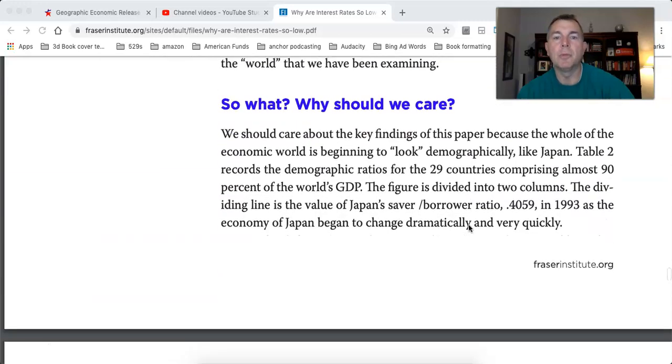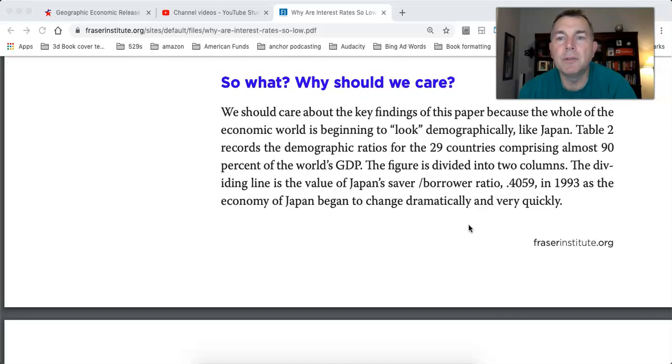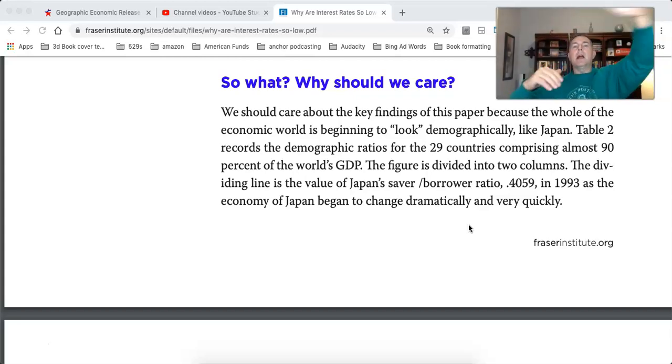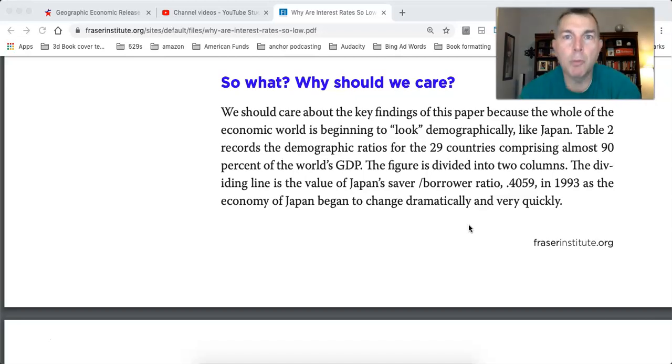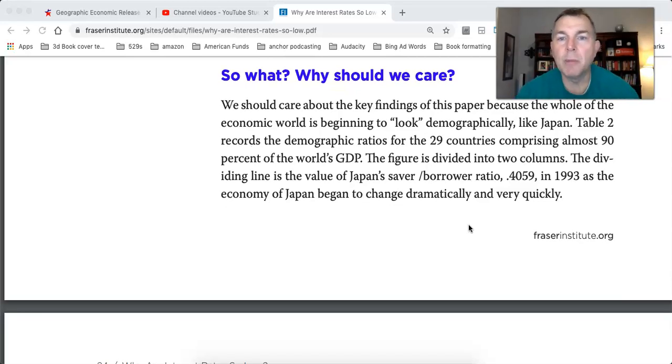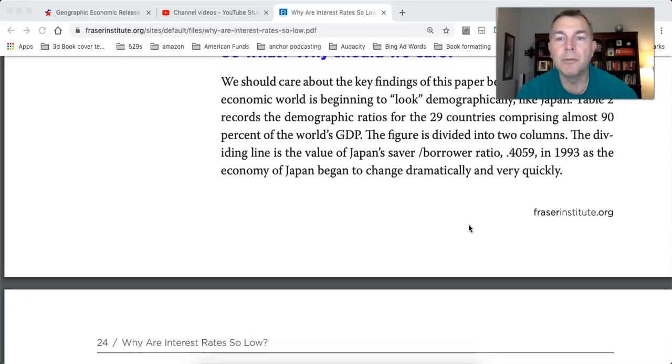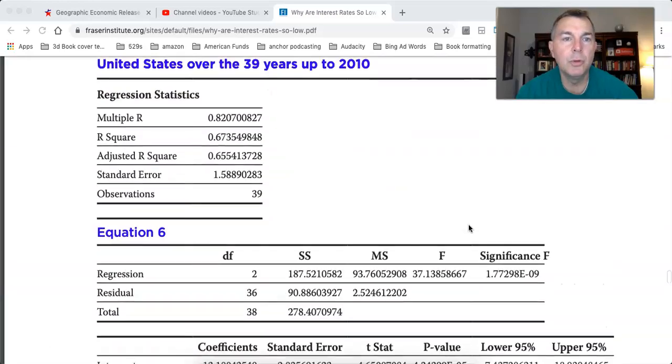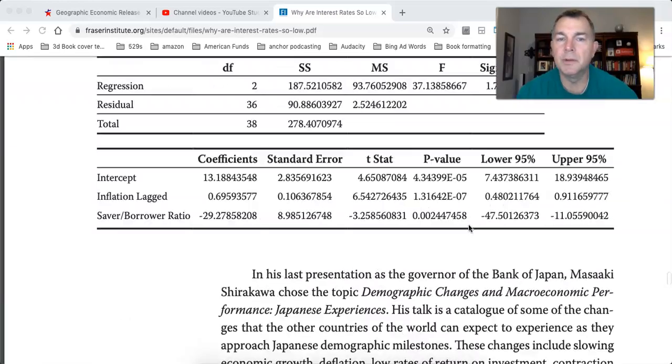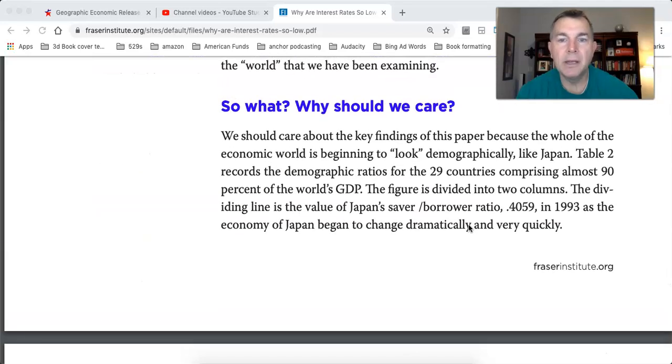All right, why should we care? We should care about the key findings of this paper because the whole of the economic world is beginning to look demographically like Japan, with a higher and higher saver to borrower ratio, i.e. more savers to borrowers. Table 2 records a demographic ratio for the 29 countries comprising almost 90% of the world's GDP. The figures are divided into 2 columns. This is table 2, right there.